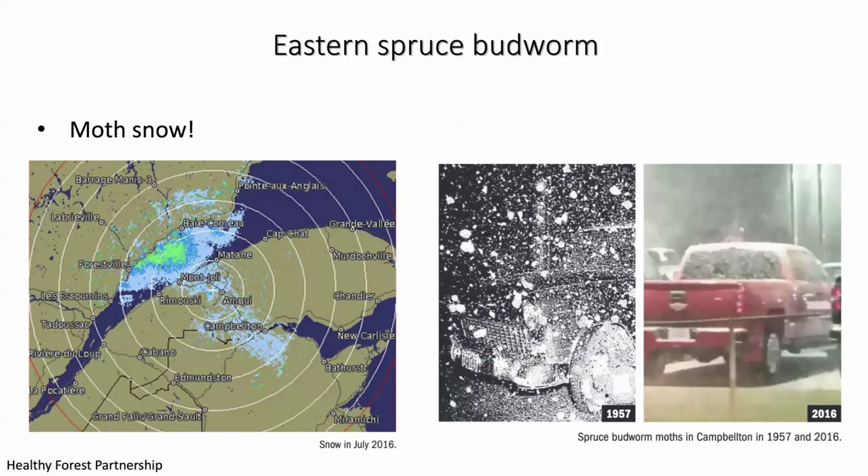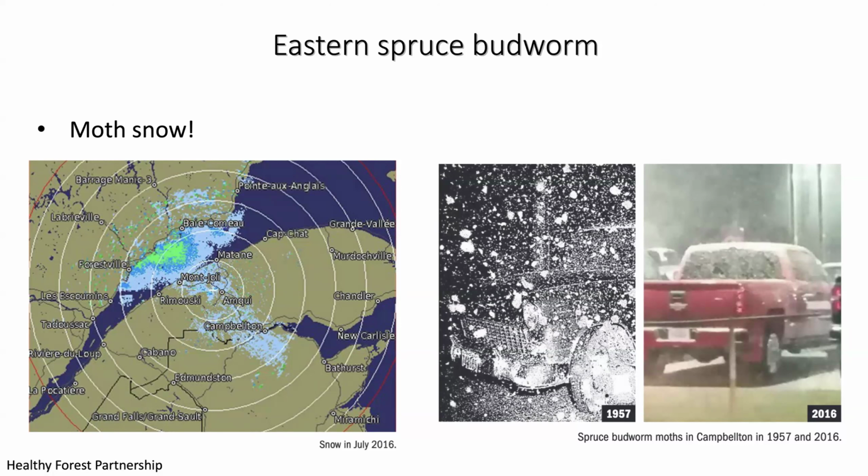When we have outbreak dynamics, these moth dispersal events and the numbers of moths can be outstanding, and they can actually be picked up on radar. This is an image on the left here, an example of that, where based on radar it looks like snow falling in the middle of July. On the ground, here are two images, one from the 1957 outbreak, one from the 2016 outbreak in Campbellton, showing this snow-like structure, and on the ground, apparently it's very slippery as well.